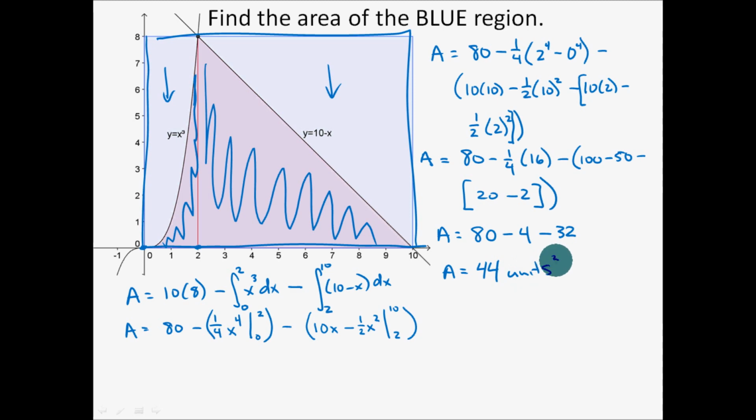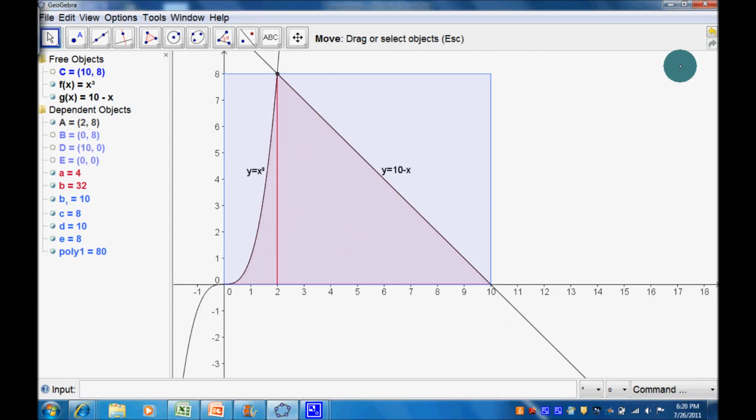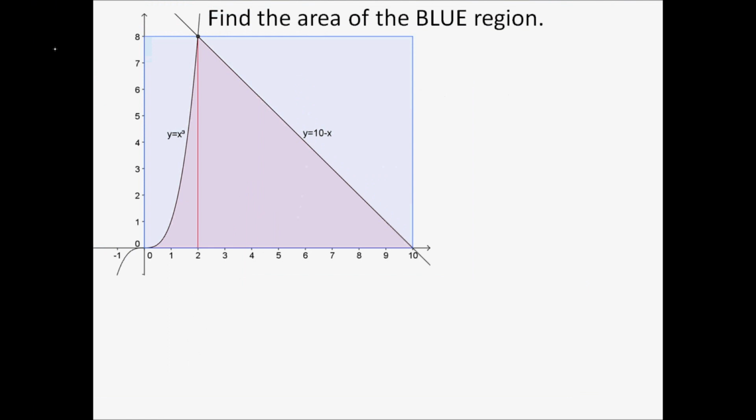All right, so I think we probably got it right. Let's check it with GeoGebra. All right, so you can see now I've got this set up with GeoGebra. The area of this big thing is obviously 80, and then this area I calculated right here is 4, and this area I calculated right here is 32. So remember we did 80 minus 4 minus 32, and what did that give us? Gave us 44, right?